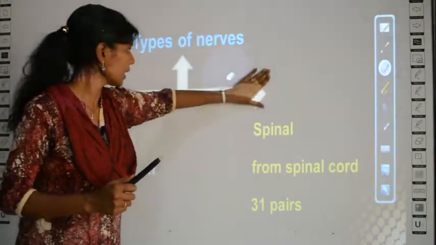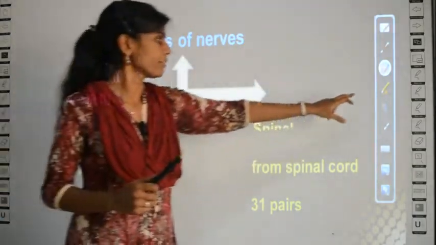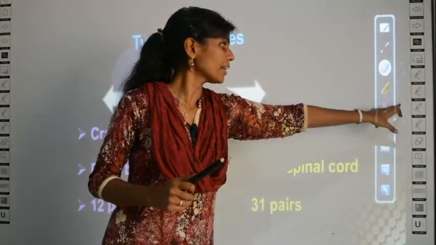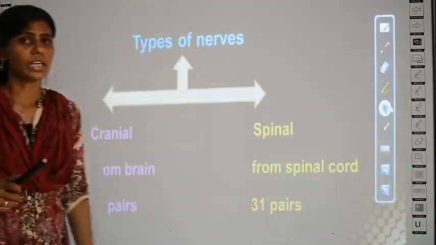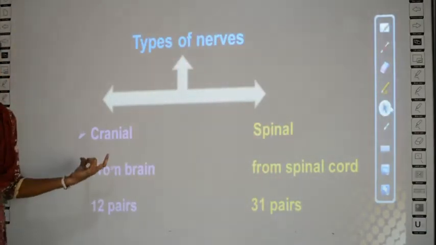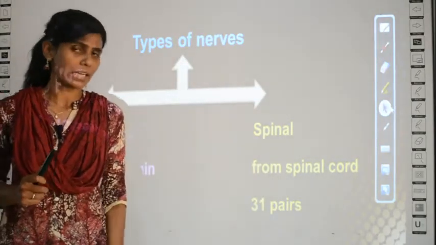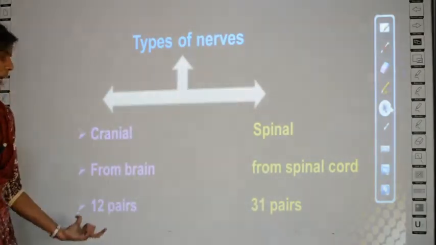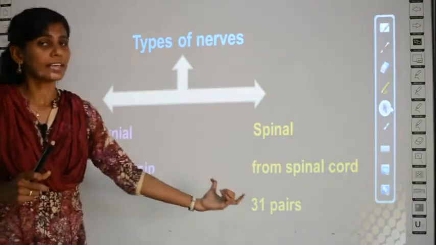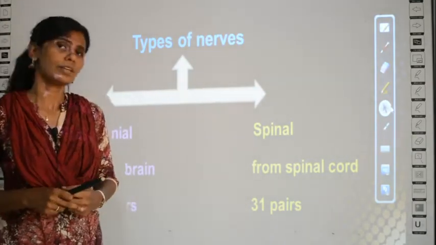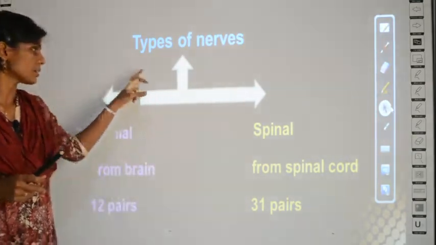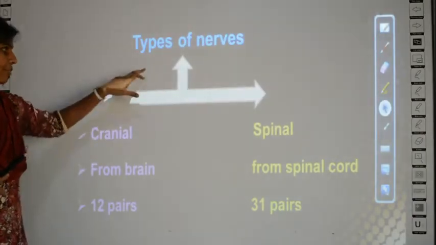So what have we studied? There are two types of nerves based on where they originate. If they originate from the brain, it is called cranial nerves. If they originate from the spinal cord, it is called spinal nerves. You have 12 pairs of cranial nerves and 31 pairs of spinal nerves in your body. So this is about the types of nerves.